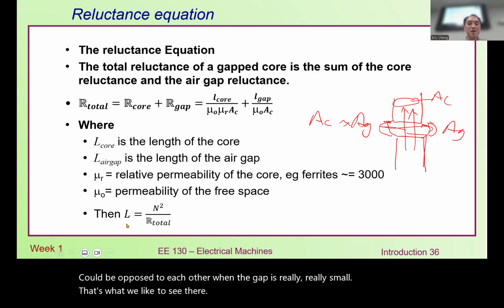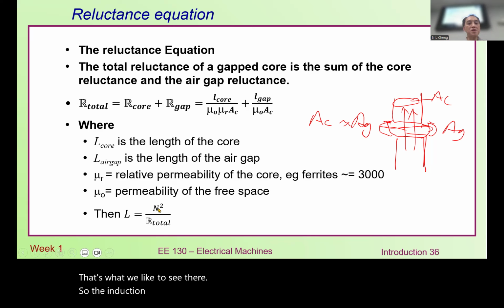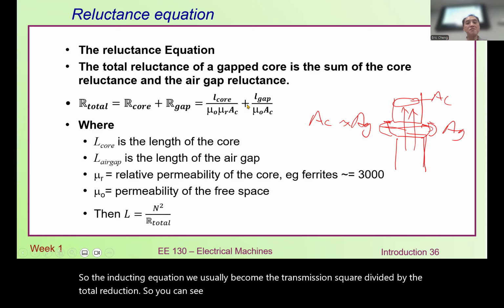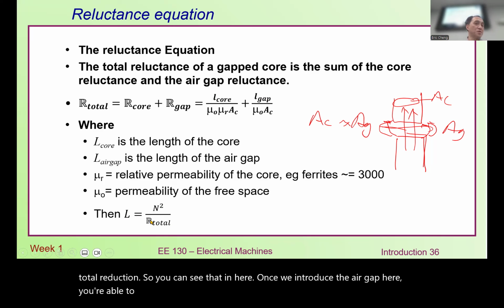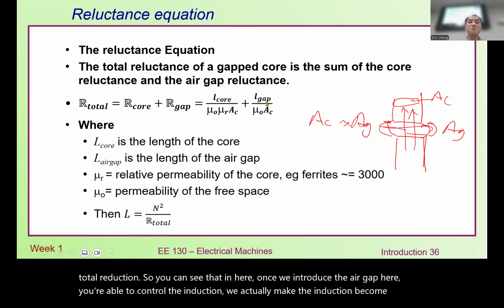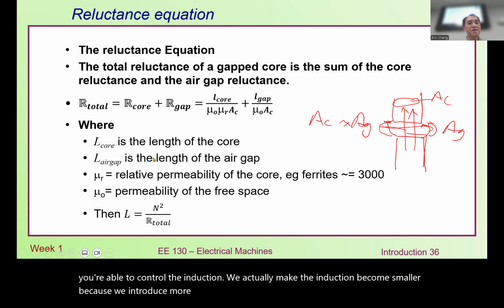The inductance equation usually becomes the turns ratio squared divided by the total reluctance. Once we introduce the air gap here, you are able to control the inductance. We can make the inductance smaller because we introduce more reluctance here. So that's how the equation should look. All right, up to this point, any questions?